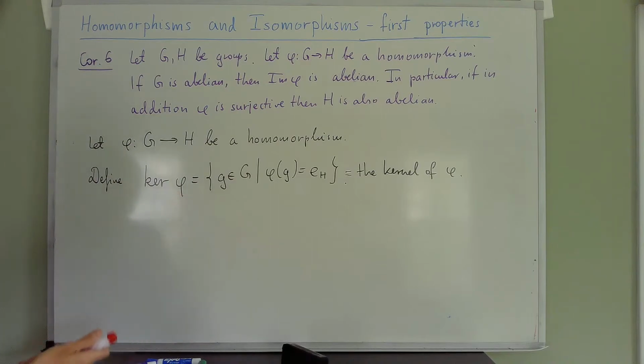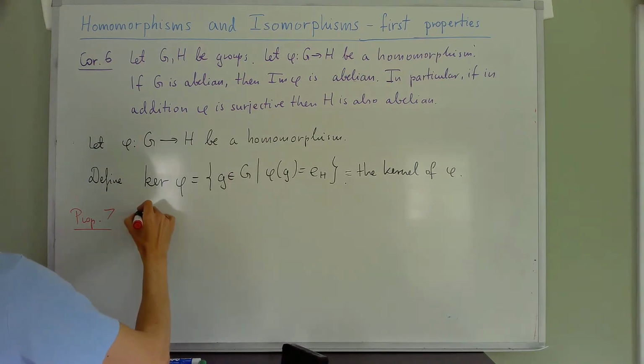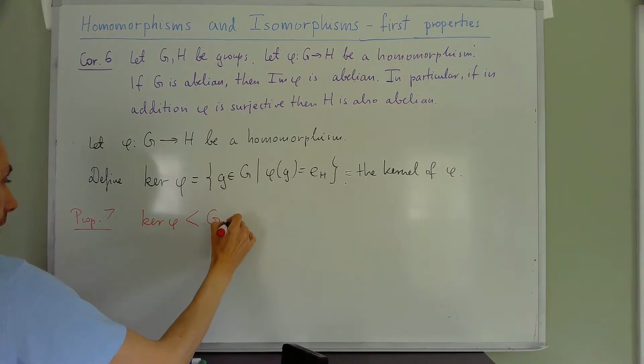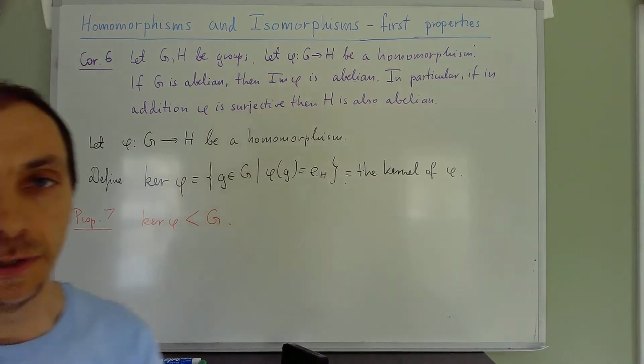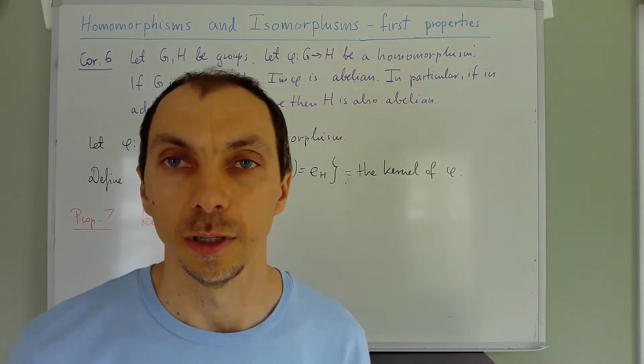Okay, and there's another. Where is the kernel contained? Is it a subset of G or a subset of H? Well, by definition, it's a subset of G. So here's proposition 7, which again I leave to you as an exercise. Kernel of phi is a subgroup of G. Image of phi is a subgroup of H. Kernel of phi is a subgroup of G.